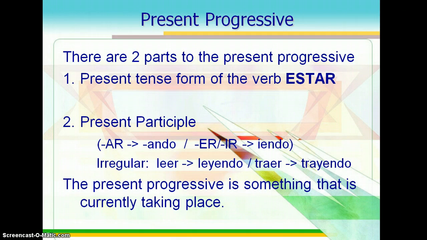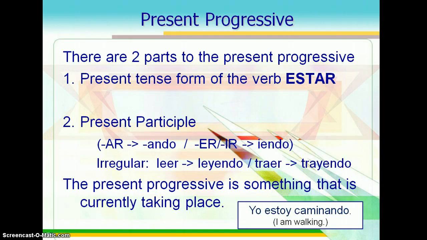Remember that we use the present progressive to talk about something that is currently taking place. I do want you to note, however, that we use it more in English than in Spanish. So just kind of keep that in mind. But this is another way to say you are doing something. Like I am walking. Yo estoy caminando.